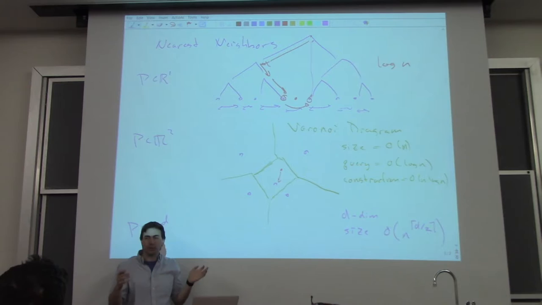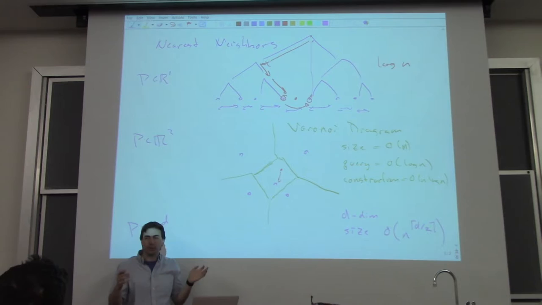So you can do these approximate Voronoi diagrams, and those in 3 dimensions are still very reasonable. But you can do the exact for them in 3D. But in general, in 3 and higher dimensions, you want to use something else.